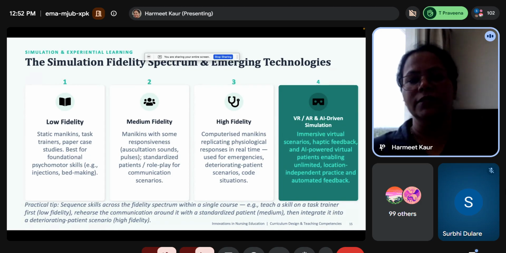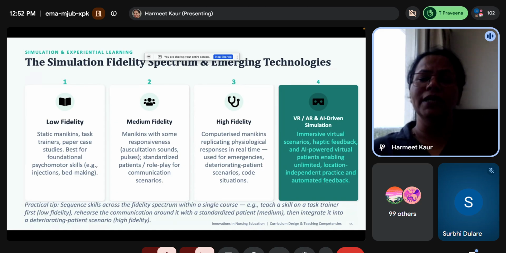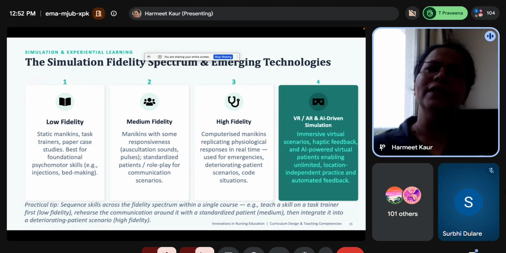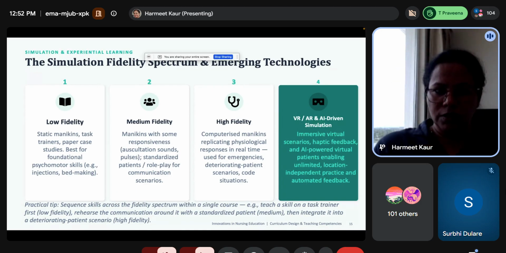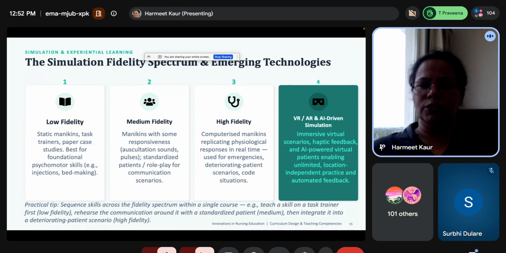Then coming to the medium fidelity. Medium fidelity is a mannequin with some responsiveness, where you can auscultate, where you can check the pulse. Or if you don't have mannequins with the responsiveness, you can use a standardized patient. A standardized patient is a person who acts like a patient. It can be another teacher, a person whom you can assign the role of a patient.